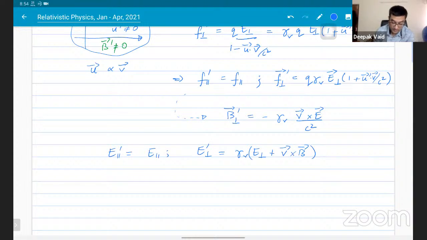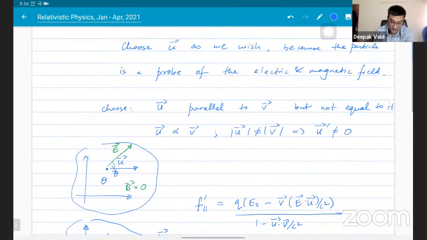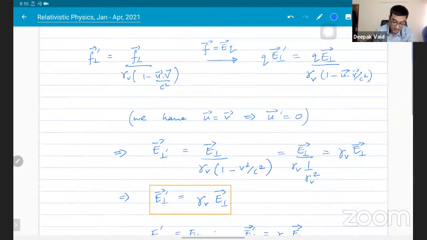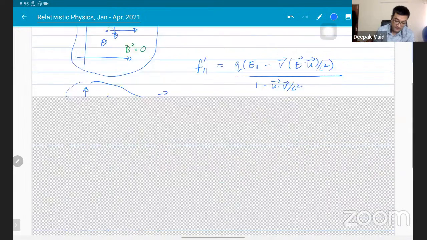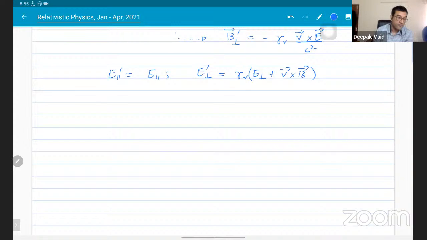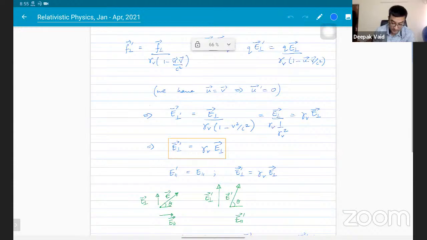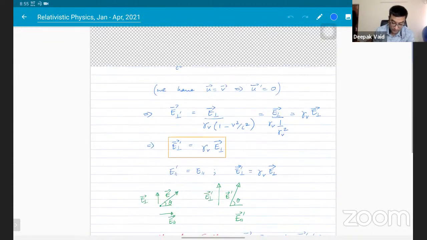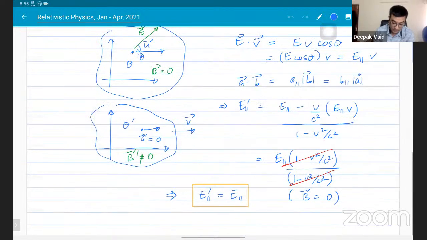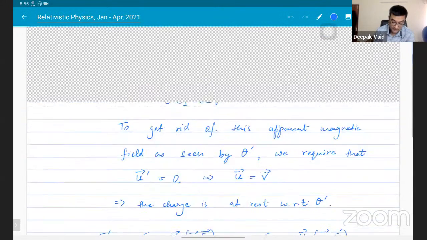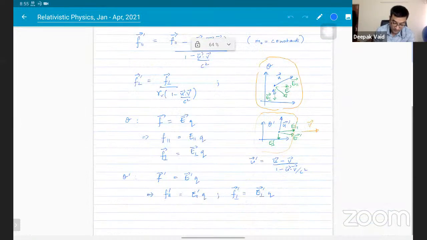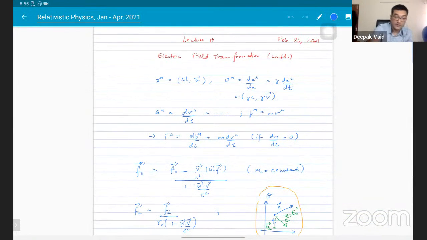So I'll stop here because all this mathematics is not the same as physical insight. If you want physical insight, then you'll have to wait till the next class. But of course, you should know the logical steps I have used in these derivations. All right, so I'll stop here for today.